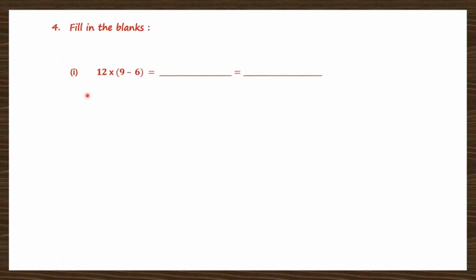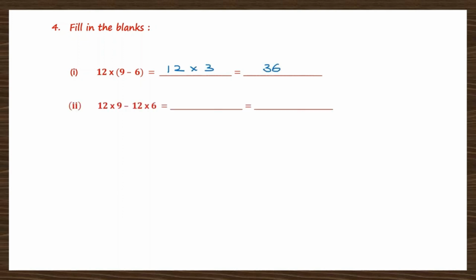Question 4. Fill in the blanks. 12 into 9 minus 6. Since we have brackets here, we have to work out brackets first. 9 minus 6 is 3. So this is going to be 12 into 3. Let's write that. So 12 into 3. 12 threes are 36. So this is our answer for these blanks.